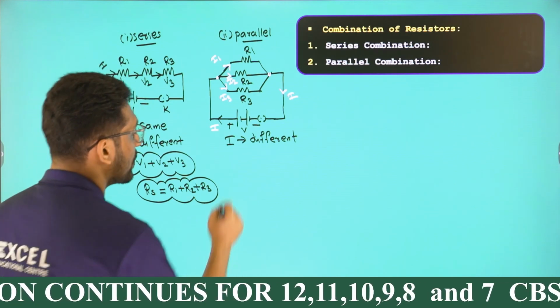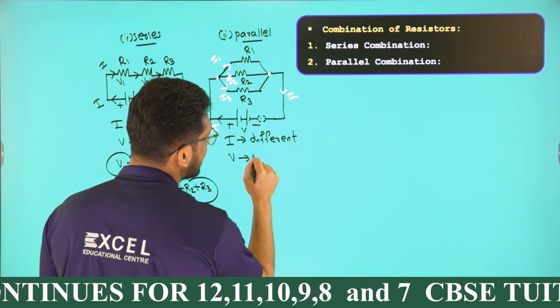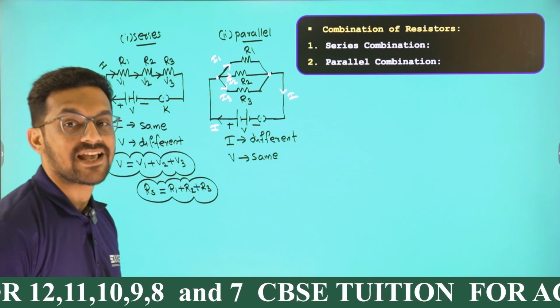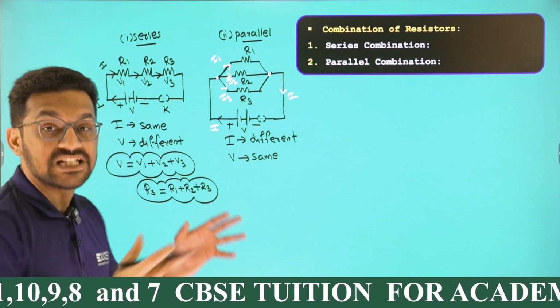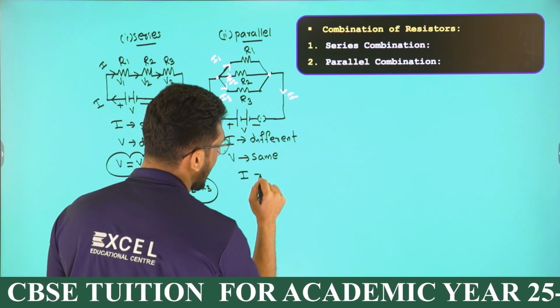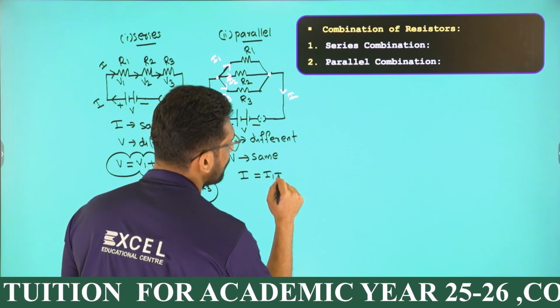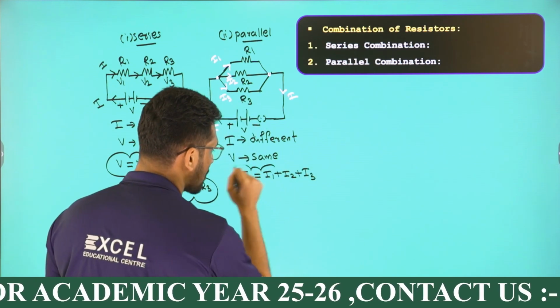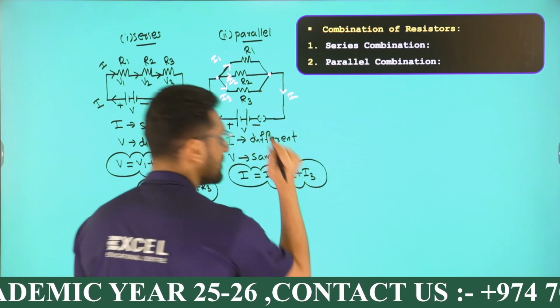Now you can say the voltage is the same. Okay, who is splitting here? Current is splitting. Current I is splitting. I can be written as I1 plus I2 plus I3. This is the total current.